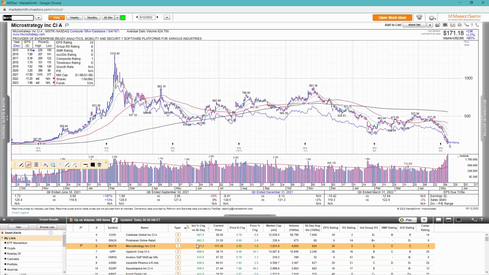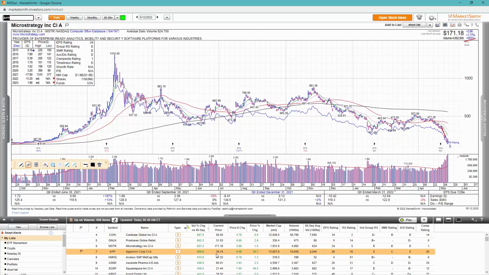So MicroStrategy, this is basically a Bitcoin proxy right here, MSTR. It was up a lot yesterday, but a lot of the risk on assets reversed a little bit. A lot of the Bitcoin reversed, and you had a lot of those risk on stocks that reversed. It reported and it's in dead cat bounce mode. So I'm just going to pass on this.